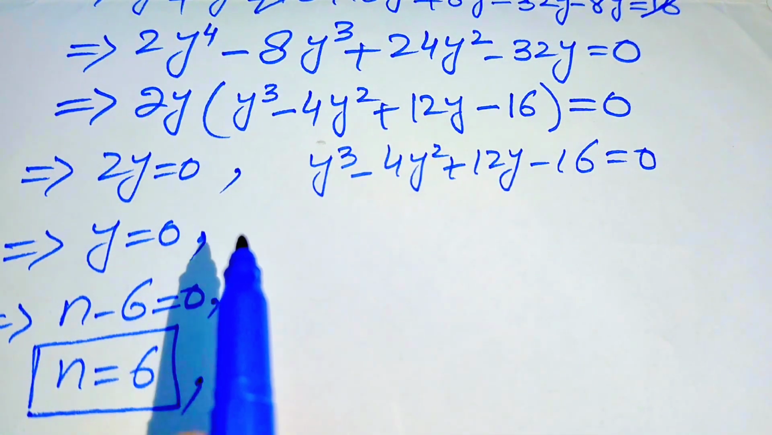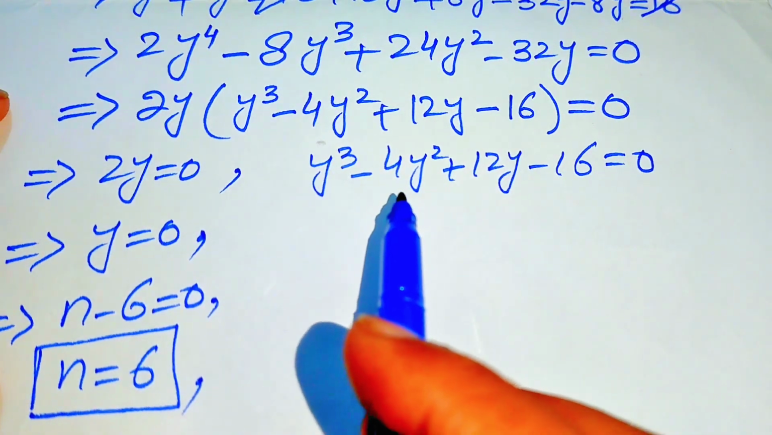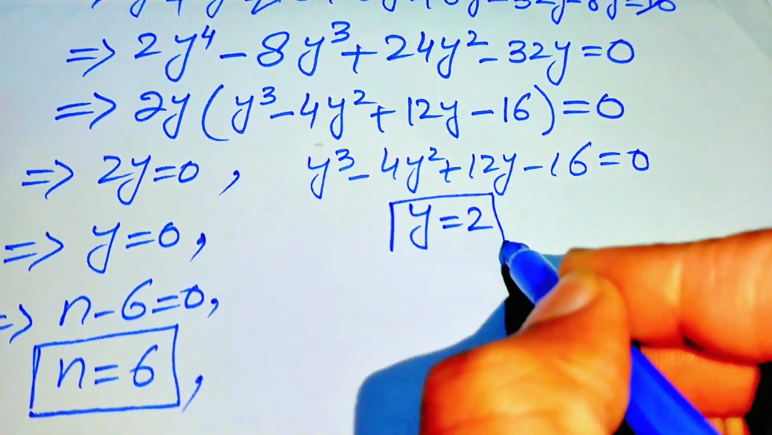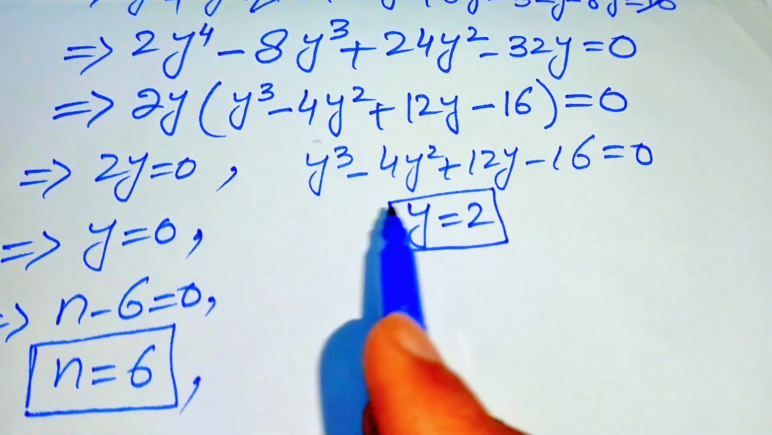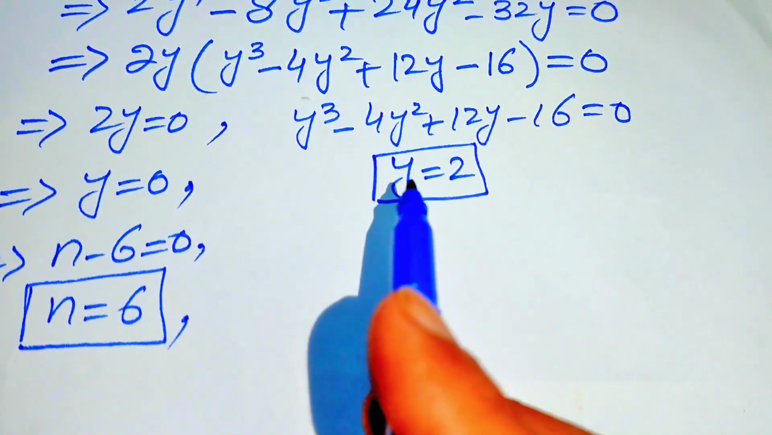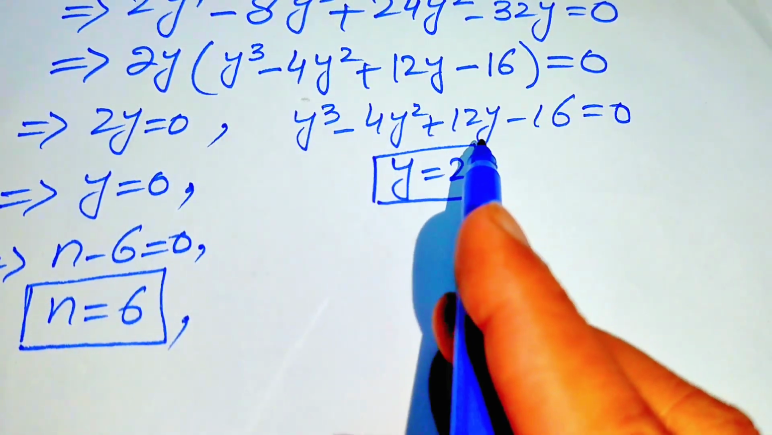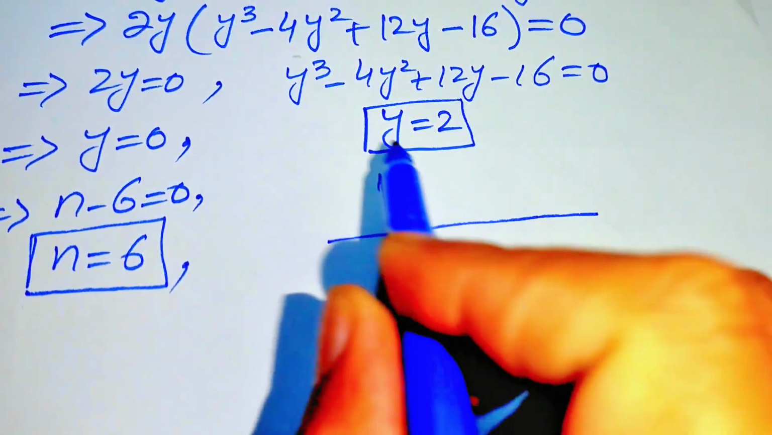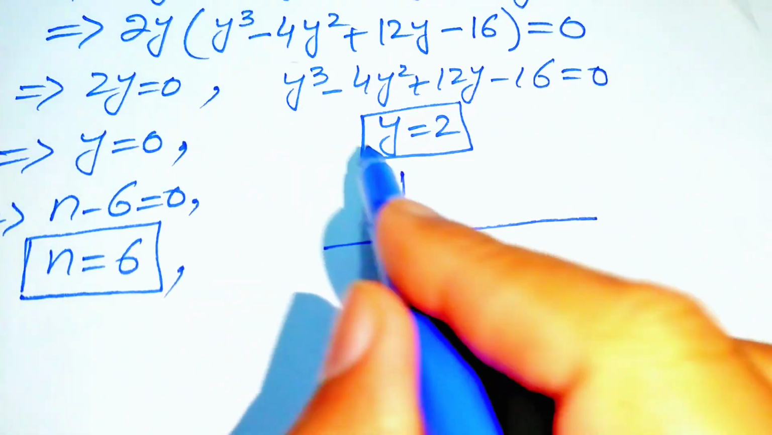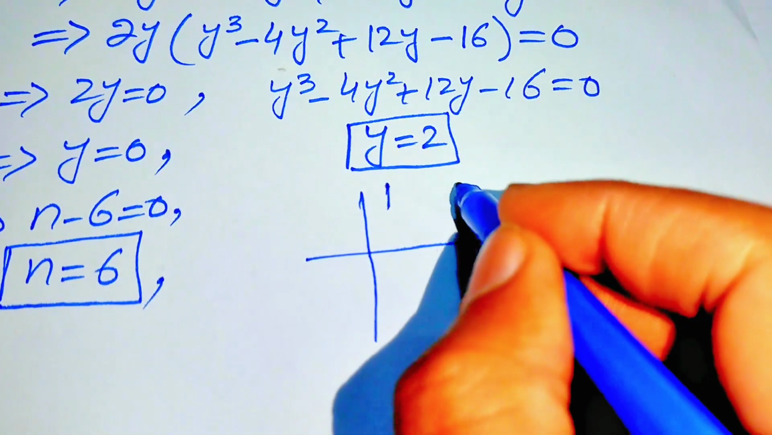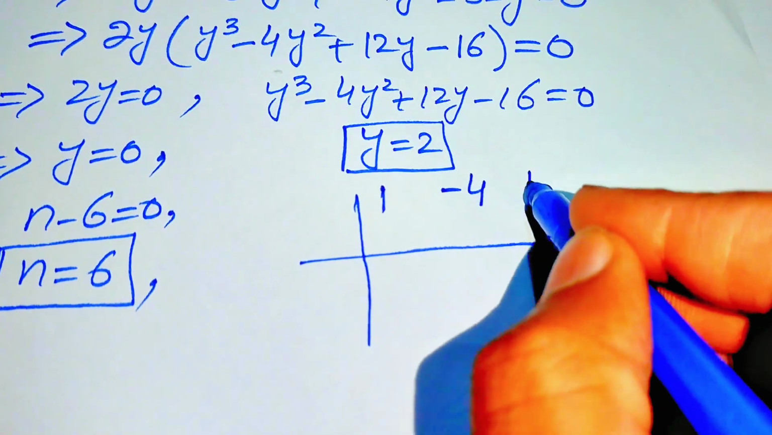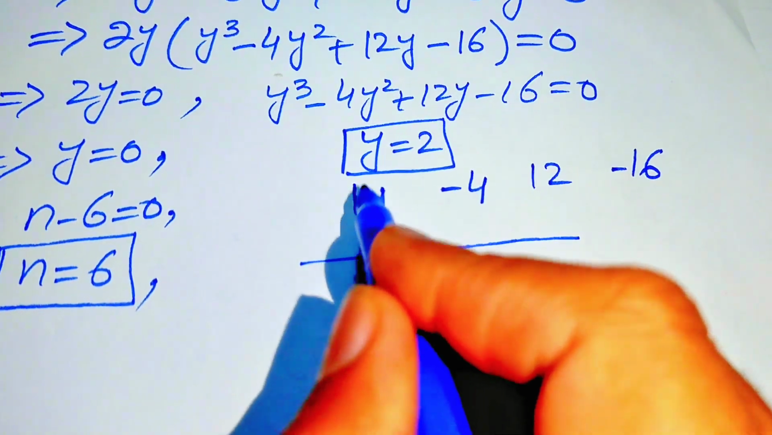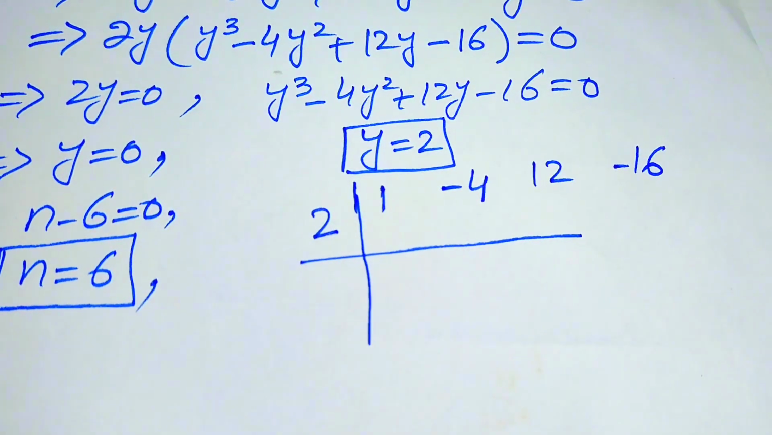First we find a root of this equation by inspection. Here you easily see that y equals 2 satisfies this equation. So y equals 2 is a root of this equation, and now we write the coefficients of this equation and use the synthetic division process. The coefficient of y cubed is 1, the coefficient of y squared is minus 4, the coefficient of y is 12, and the constant term is minus 16. We proceed with this synthetic division by the factor 2.